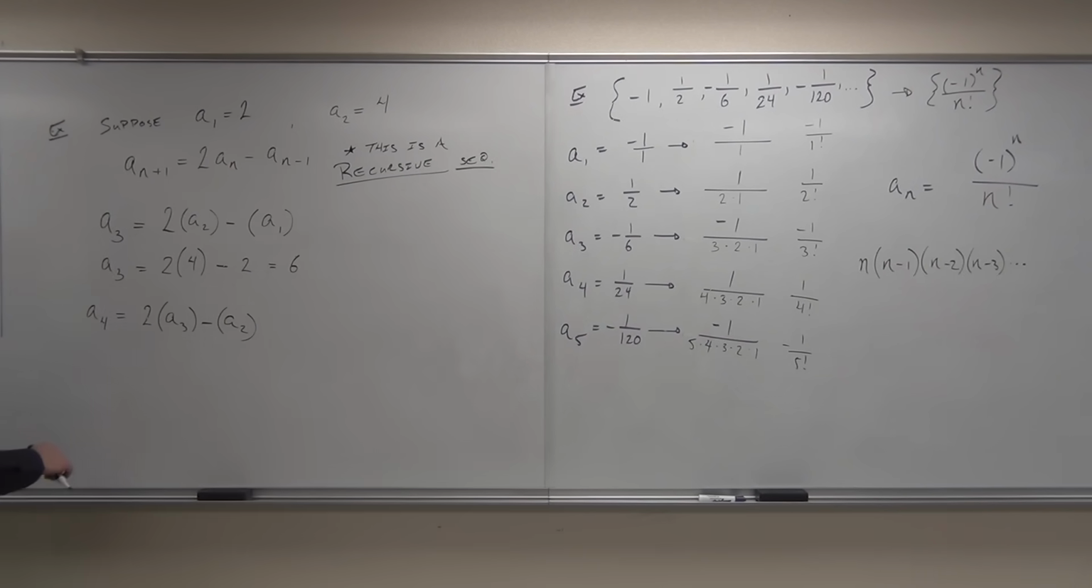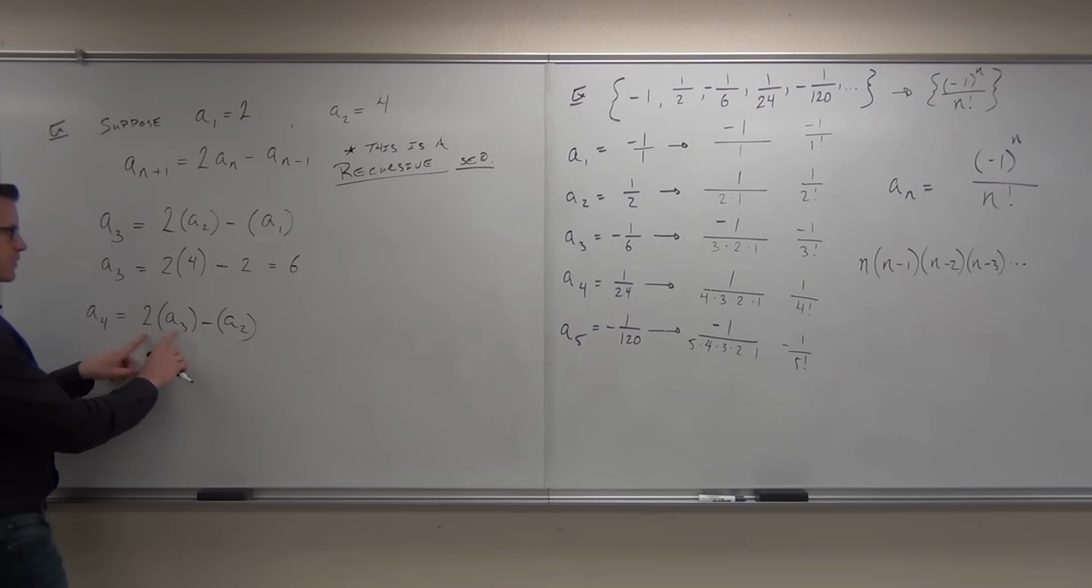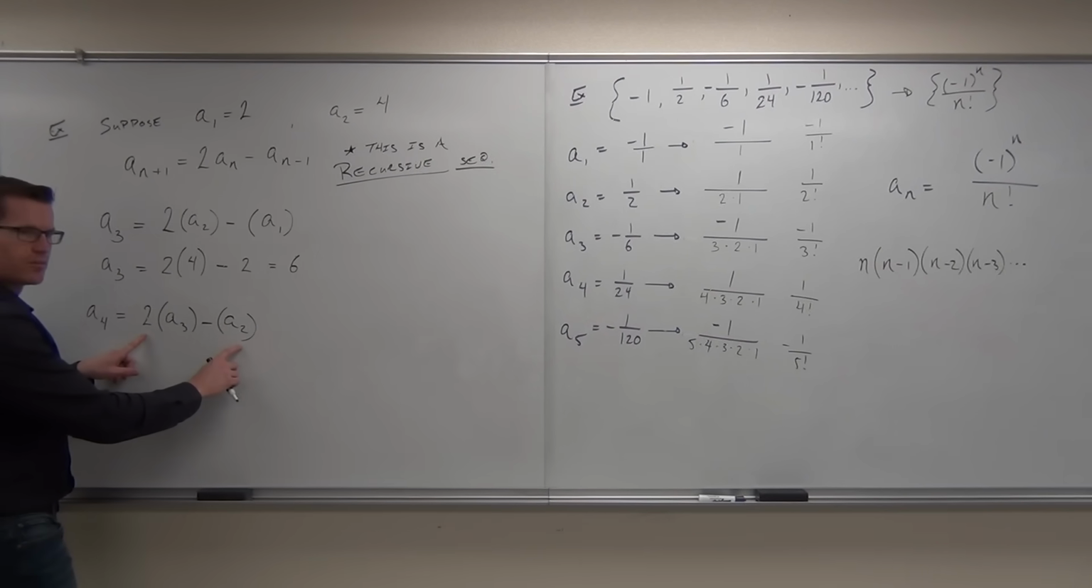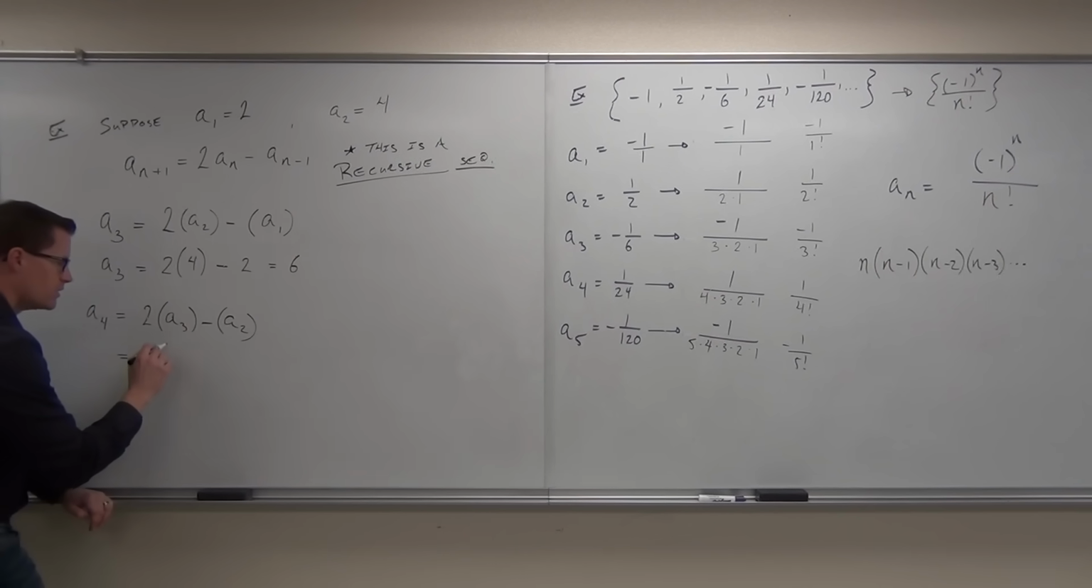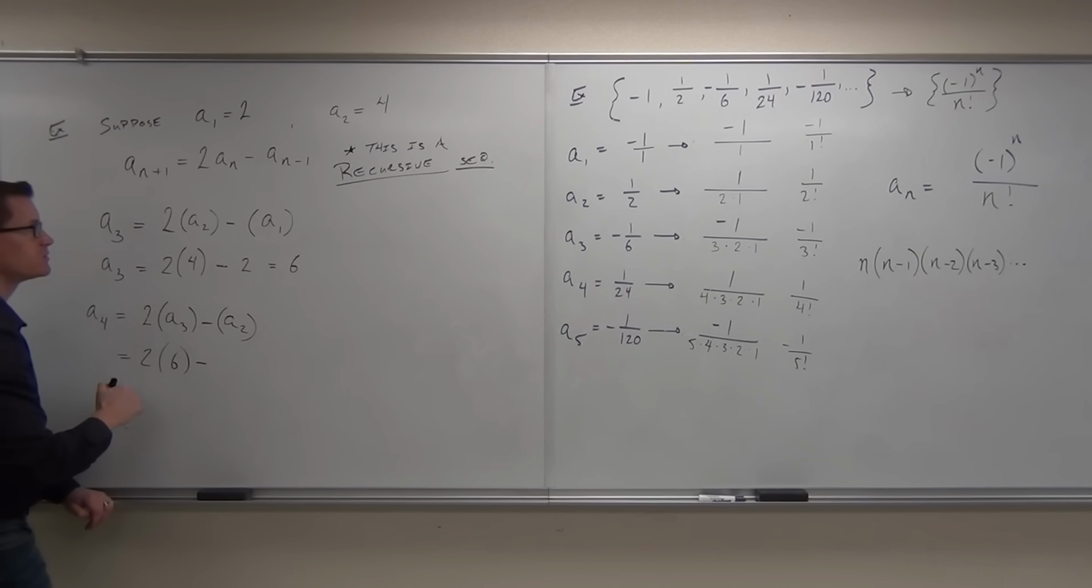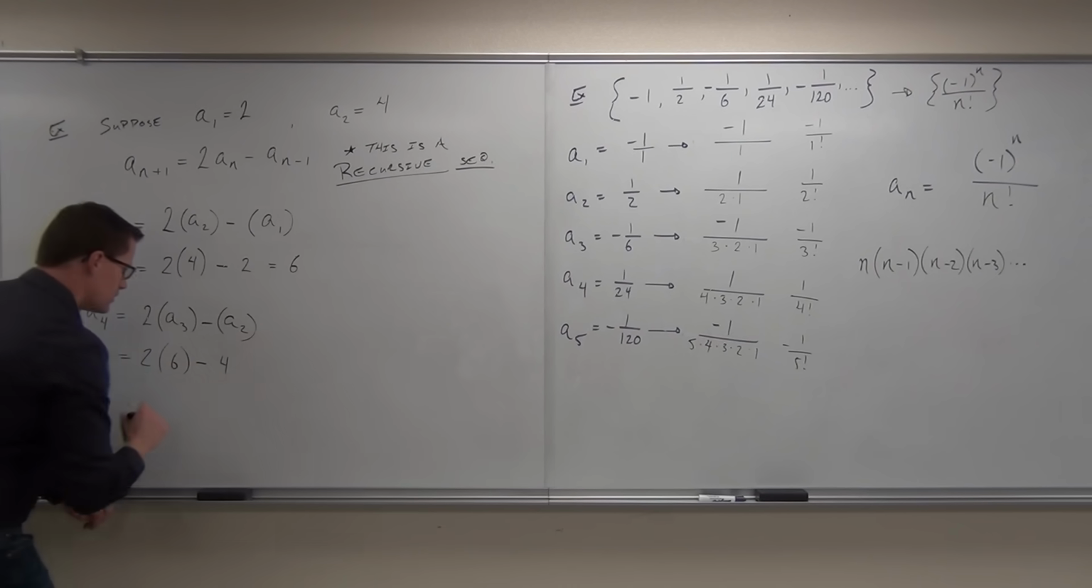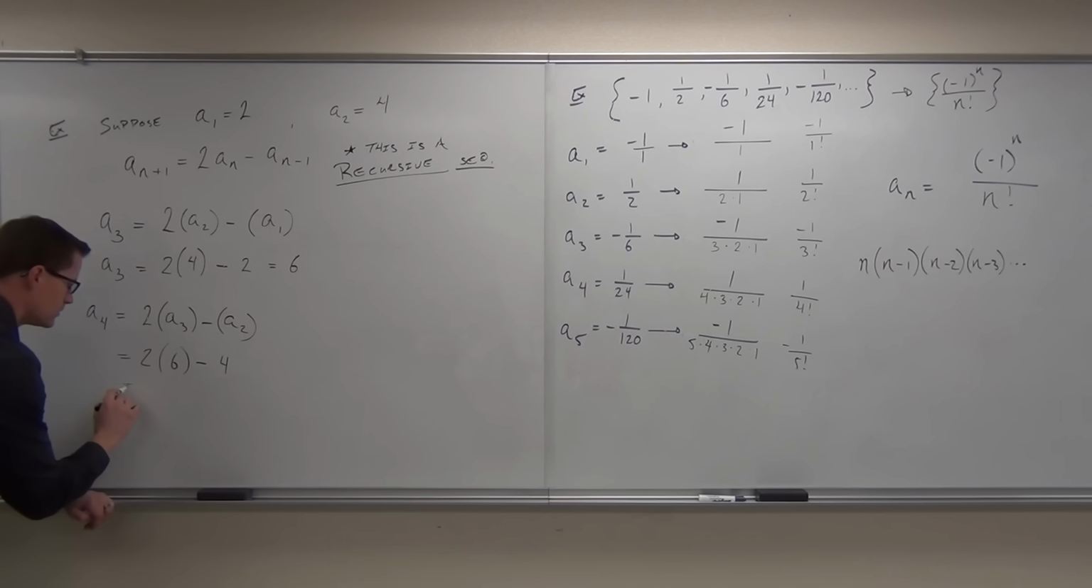Now let's finish this off real quick. Do you all understand where the a sub 3 and a sub 2 came from? Yes. That's all this says, the previous 2 terms. So in our case, we'd have 2 times, hey, what's a sub 3? 6. Notice how you had to know that before you did this. A sub 2? 4. 12 minus 4 equals 8. So a sub 4 equals 8.